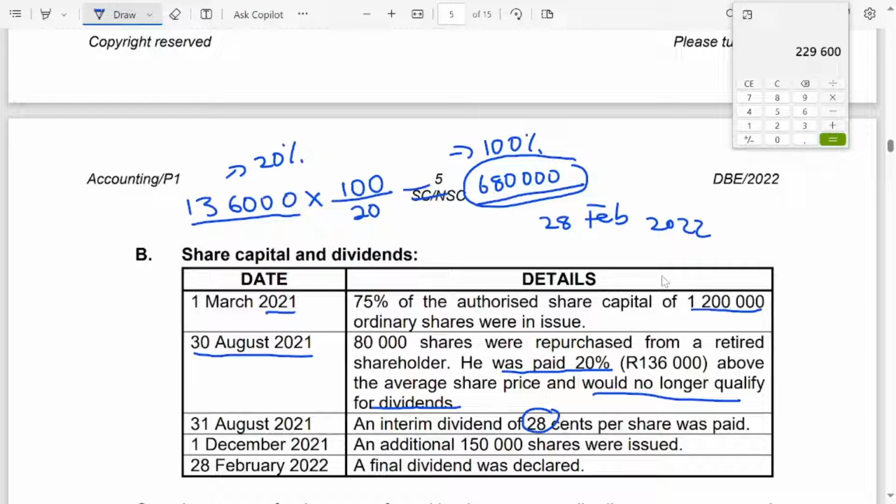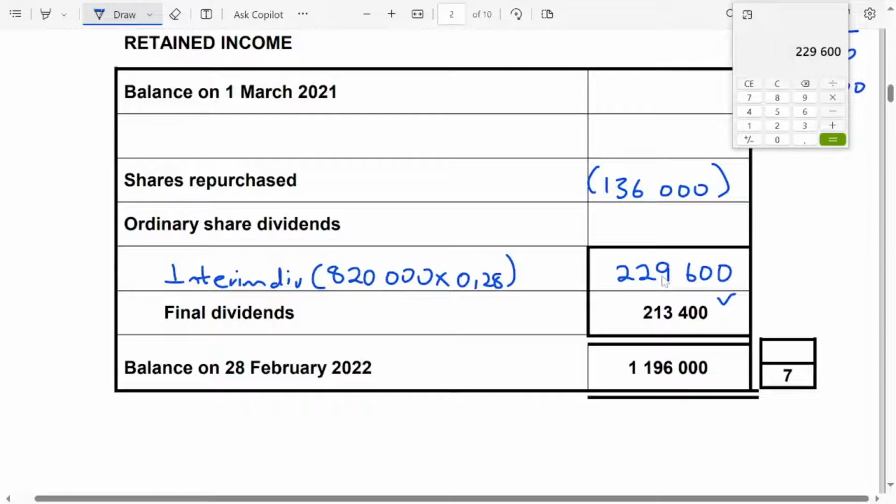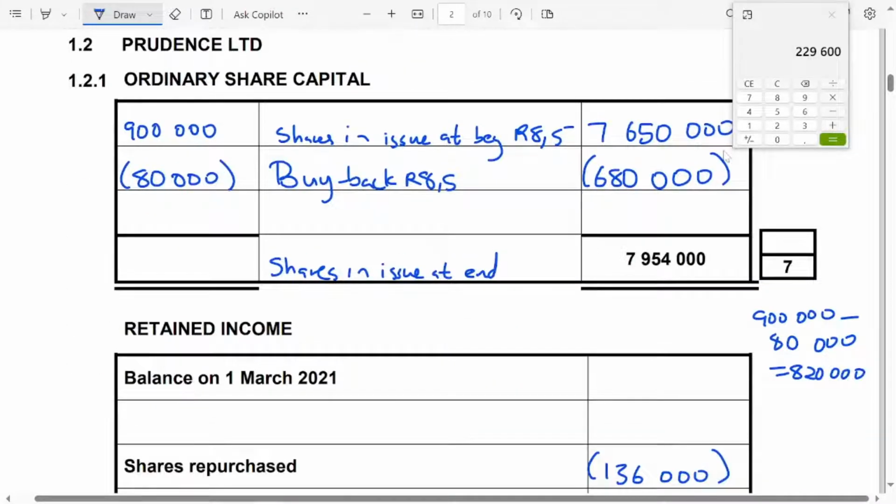Then on the 1st of December 2021, an additional 150,000 shares were issued. So now new shares in issue, they are 150,000. So the ordinary share capital is increasing by the 150,000. So now to find the ordinary shares at the end, we are going to say 900,000 minus 80,000 plus 150,000. So this is going to mean that the shares at the end are 970,000.